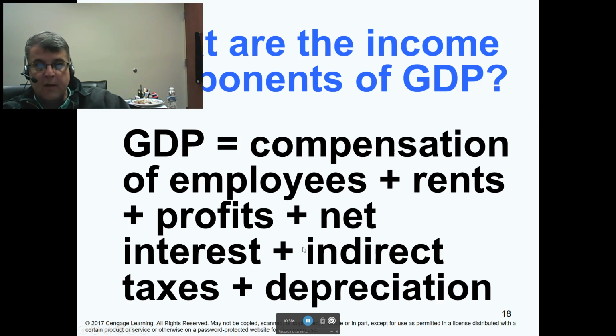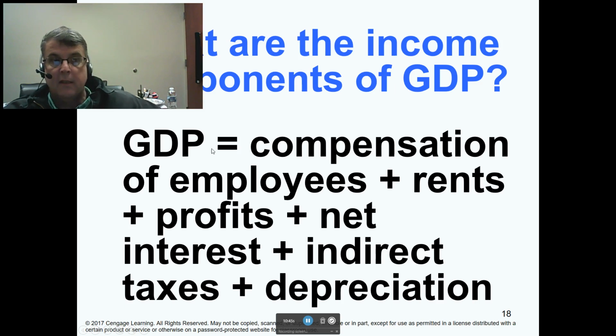Then we have two non-income adjustments: indirect business taxes, such as sales taxes. These are taxes calculated as a percentage of the cost of goods sold. And depreciation, that's where capital goods wear out. That comes off of net profits, but no one receives a check for it. So we have to add depreciation back in.